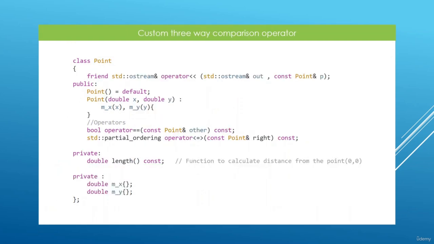Okay, so we moved on and looked at how we can set up a custom three-way comparison operator. This was nothing complicated. The biggest decision you have to make is which kind of ordering you want to return from your three-way comparison operator. In this case, our member variables were of double type, so the ordering of these fundamental types is going to be propagated to our three-way comparison operator. That's why we return partial ordering here.